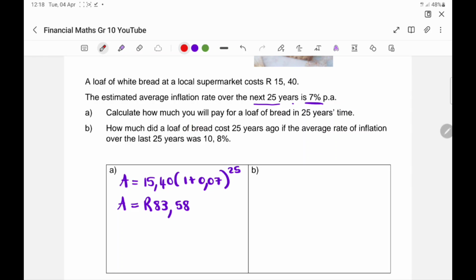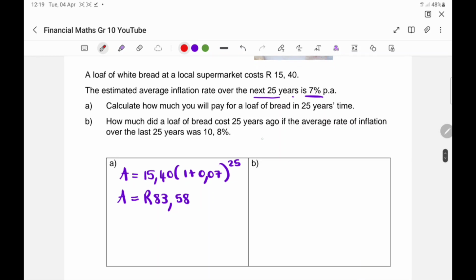Okay, and then how much did a loaf of bread cost 25 years ago if the average inflation rate over the last 25 years was 10.8%? I know there's a formula that you can use if you're working backwards, but I just stick to my original formula: A is equal to P, 1 plus i, all raised to the power n. And I just switch around to see what is the present and what is the future.